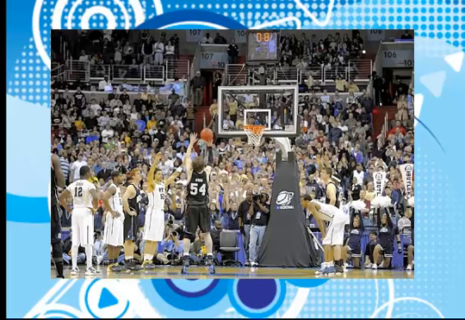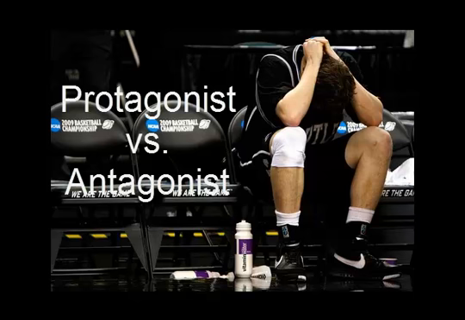And so the antagonist would be the Connecticut Huskies, or if you want a character, Kemba Walker, and their ability to prevent Butler from winning that game. The other antagonist could be the basket, or Butler's inability to make a basket that caused them to lose that game. So, that is an example of a protagonist, Matt Howard, an antagonist, Kemba Walker, and how they are related to each other in the story.